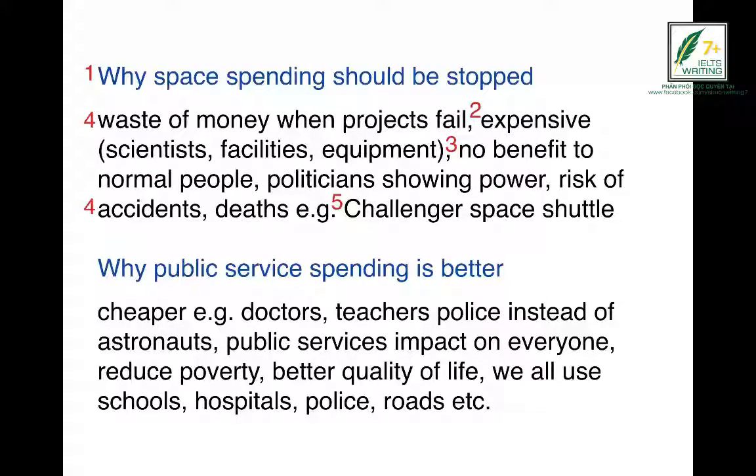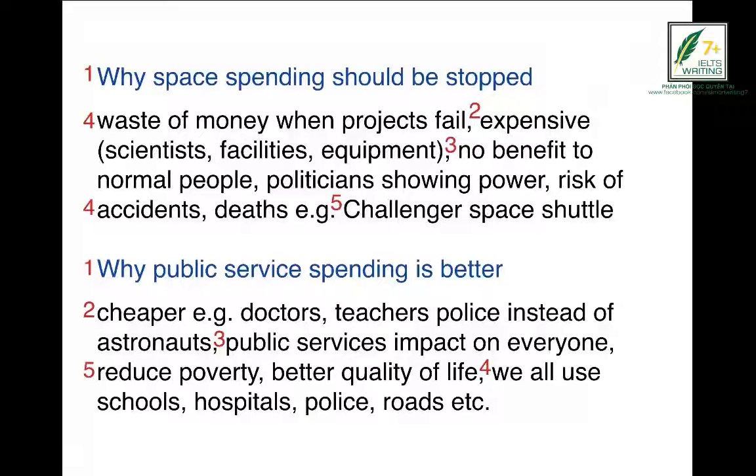In paragraph 3, again we'll start with a topic sentence about the main idea of public service spending being better, and then the cheaper idea first, because that's the easiest one. Then we'll move on to public services impact on everyone. And we thought we all use schools, hospitals, police, roads is an example that goes well with public services impact on everyone. And then our final point, number 5, will be reduce poverty and better quality of life. So we've put them in some kind of order there. And now we have our plan finished, we're ready to start writing.